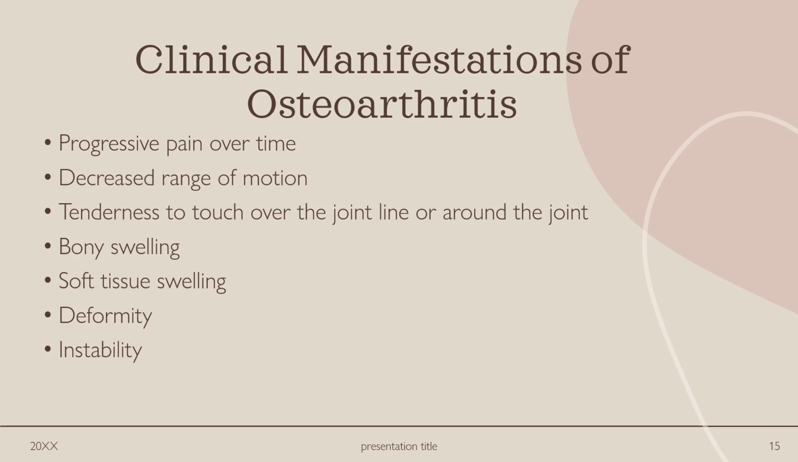So some clinical manifestations of osteoarthritis are progressive pain over time, decreased range of motion, tenderness to touch over the joint line or around the joint, bony swelling, soft tissue swelling, deformity, instability.